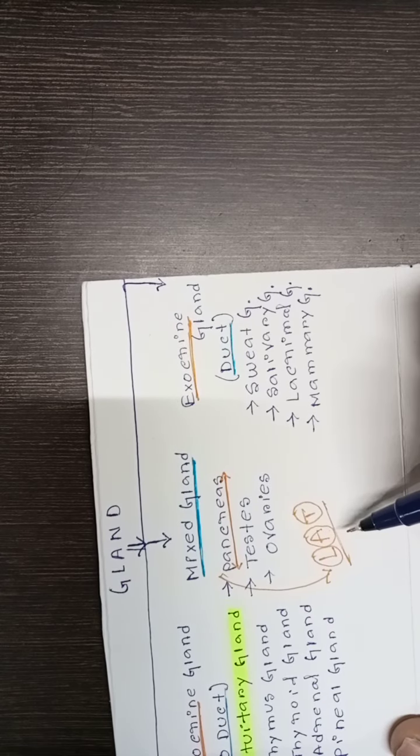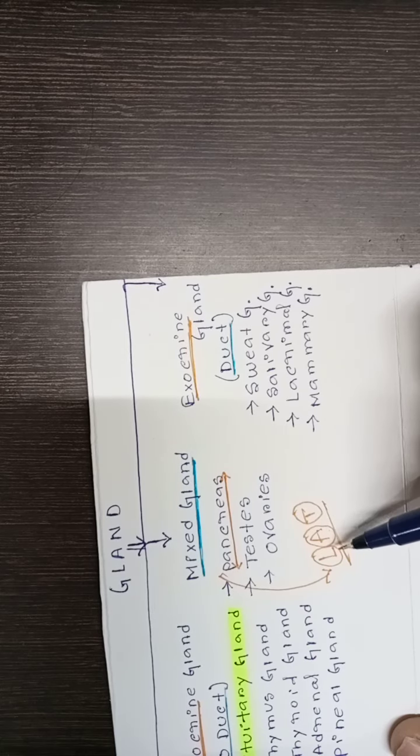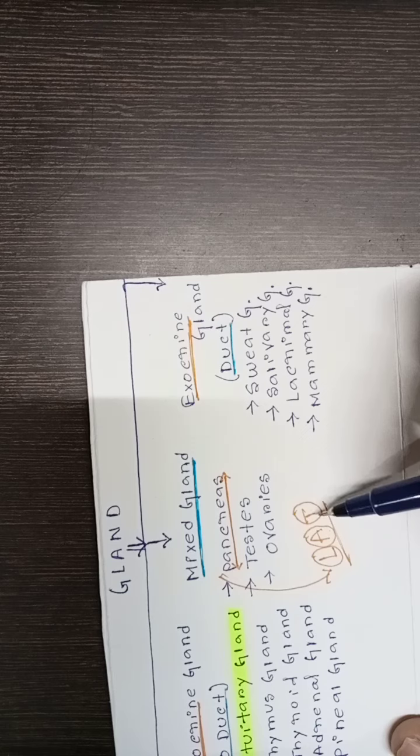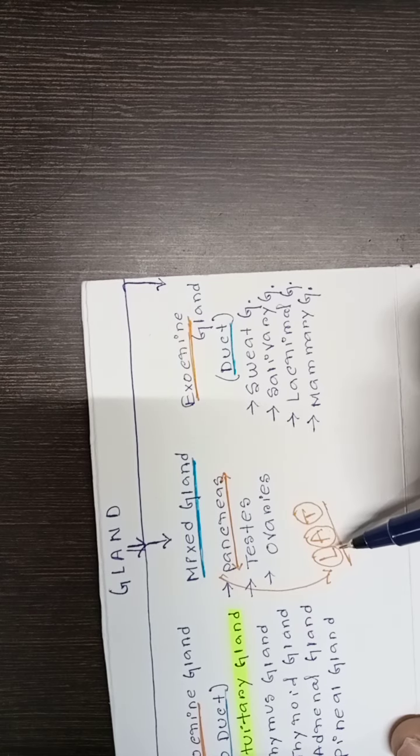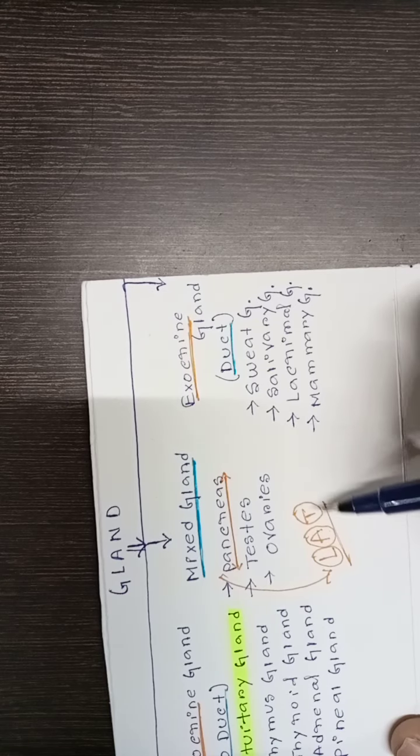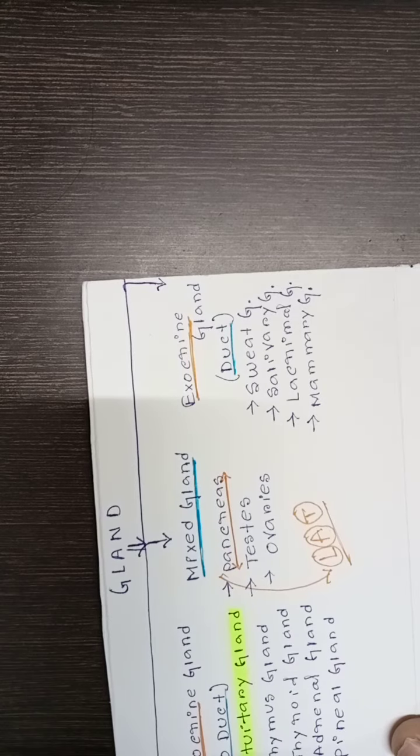So the pancreas secretes three enzymes. In shortcut form, you can remember it as LAT. L for lipase, A for amylase, and T for trypsin. L for lipase is responsible for metabolism of lipid, A for amylase is responsible for metabolism of starch or carbohydrate, and T for trypsin is responsible for metabolism of protein.